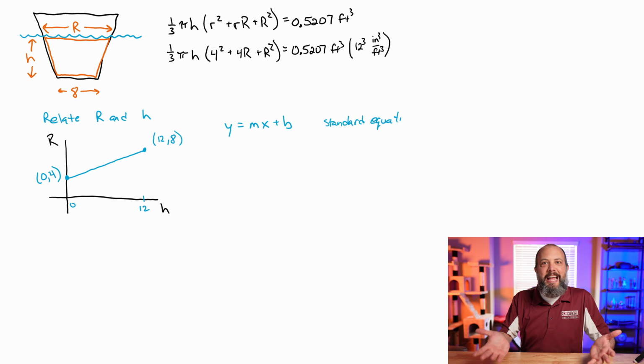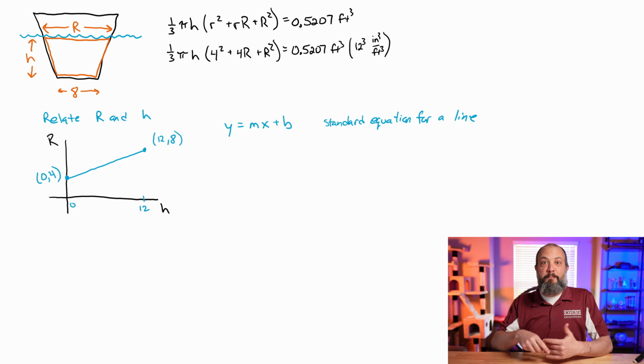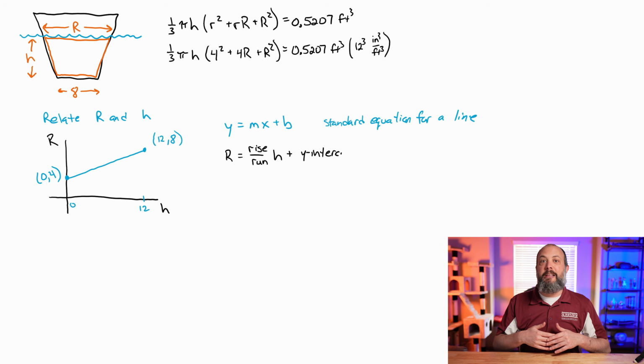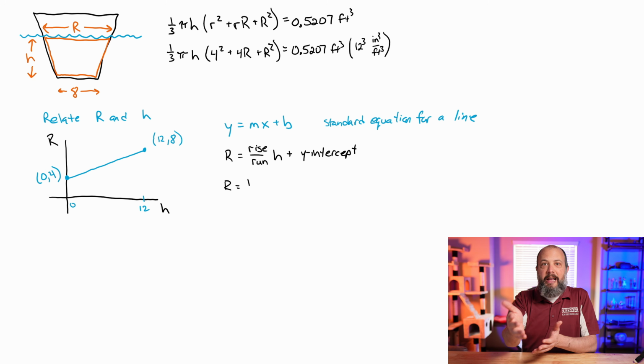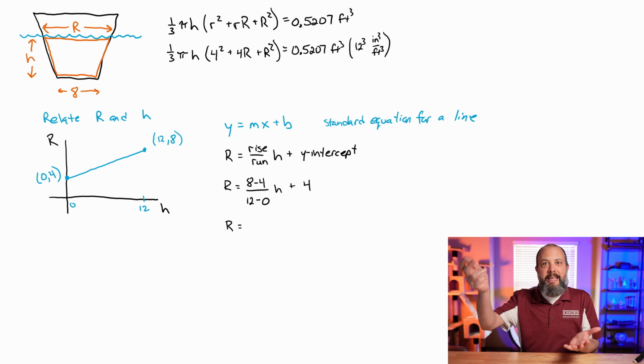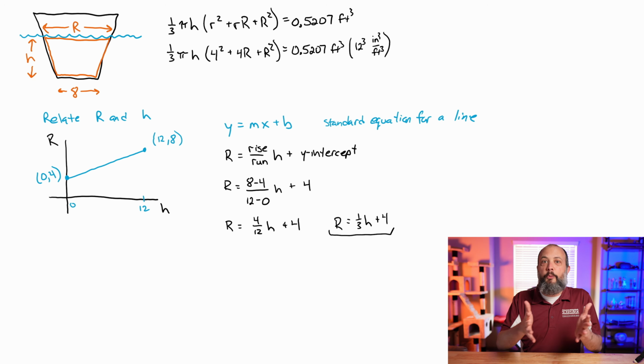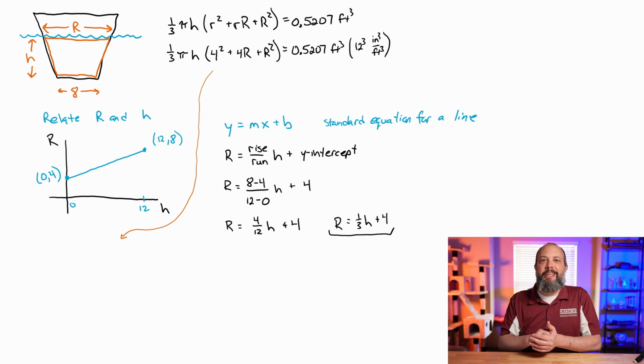We can describe this diagonal line as a function. The plus b part of it is going to be the y-intercept, which is the radius at height of 0. That's that 4 inches. And the slope of the line is simply rise over run. The rise is 4 inches from 4 up to 8, and the run is the 12 inches, the change in height. So we get a slope of 1/3. So the equation that relates height of this truncated cone to the radius of the cone is 1/3 the height plus 4. And we can double check the two values we know to make sure that this works.